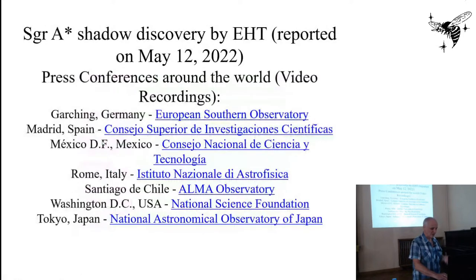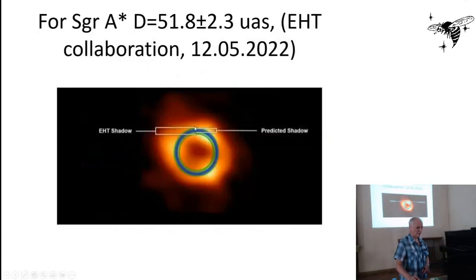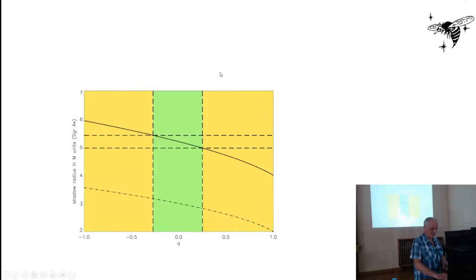And there is the discovery of the shadow around Sagittarius A*, I'm finishing. It's a very accurate estimate of the size of the shadow for these cases in May, and here is the estimate of parameters for the shadow for these cases.